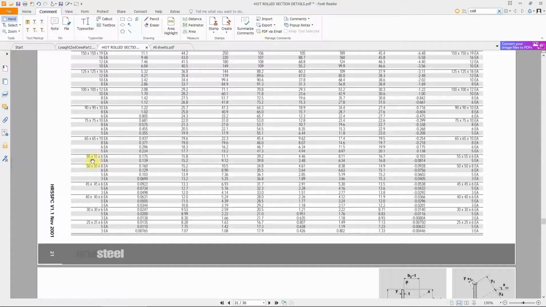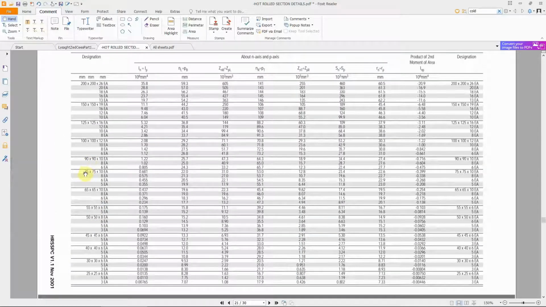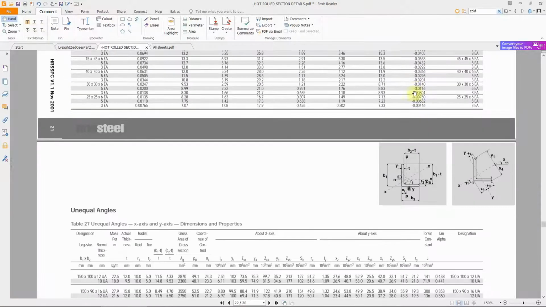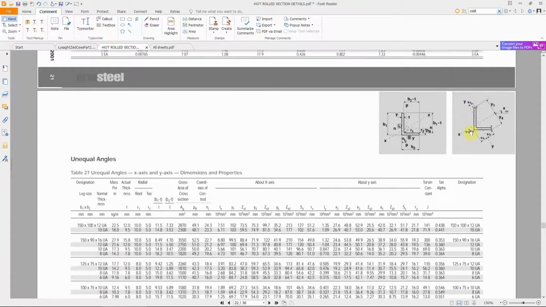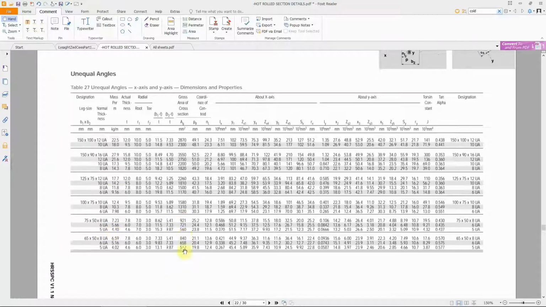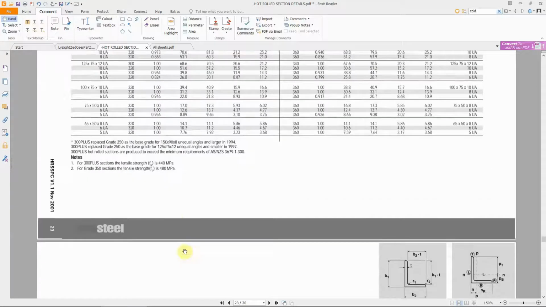Sometimes, just to go back to the equal angles, we say 75 by 8 EA. That means it's an equal angle, 75 on the outside, 8 millimeter thick. Whereas for an unequal angle, I have to specify both measurements. I say 75 by 50 by 5, for example. I don't think we have that. We've got that: 75 by 50 by 5, unequal angle. We have to be careful. We have to know how to read them.